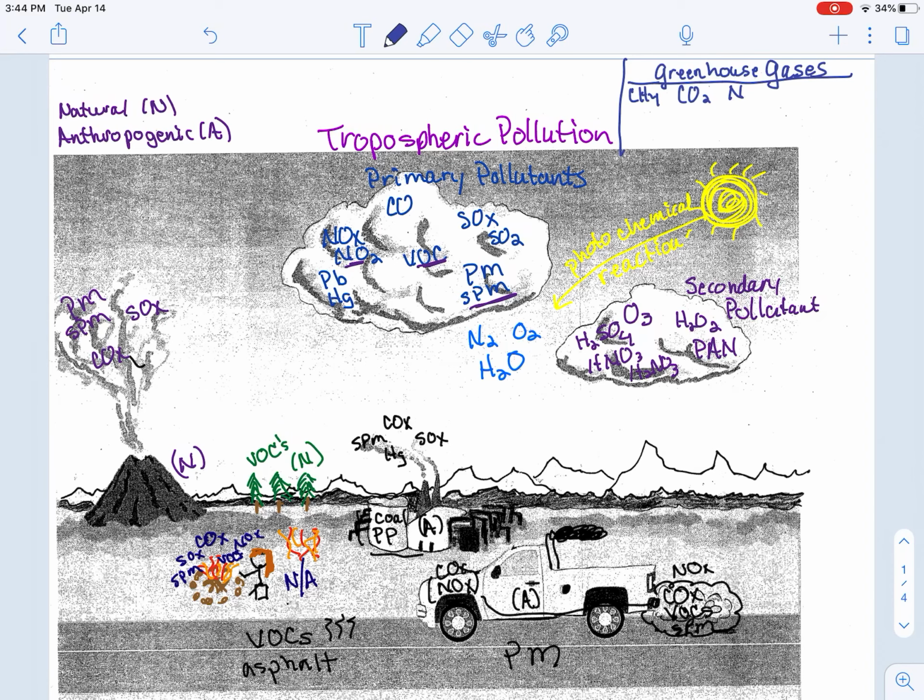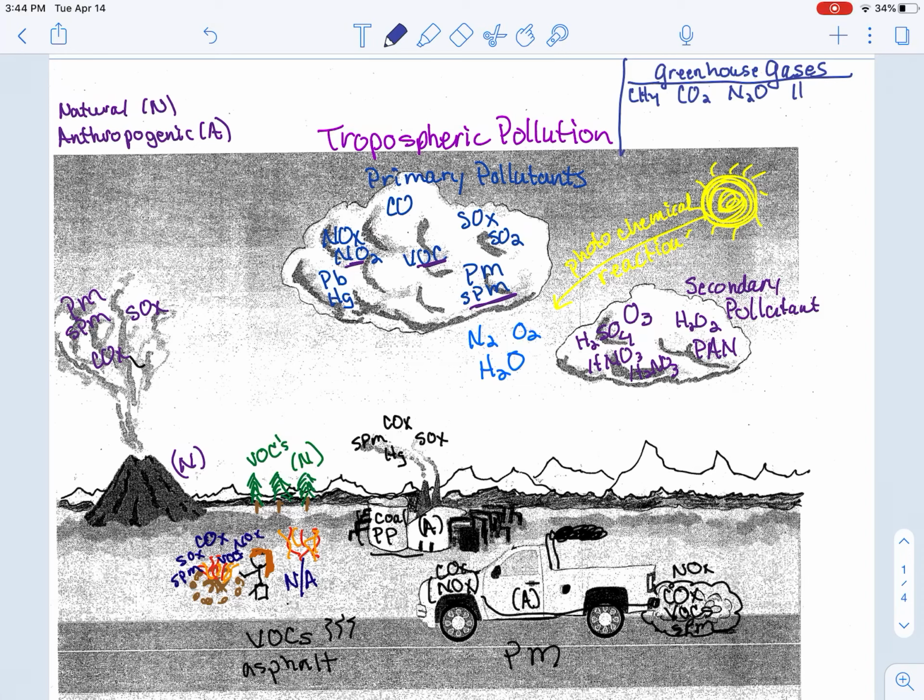Our nitrous oxide is actually a pollutant. So nitrous oxide can affect your cognitive abilities. So it's sort of a neurotoxin. It's known as laughing gas. So it's pretty regulated, but you can still purchase it. But it is a greenhouse gas.